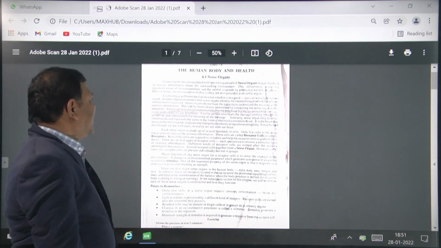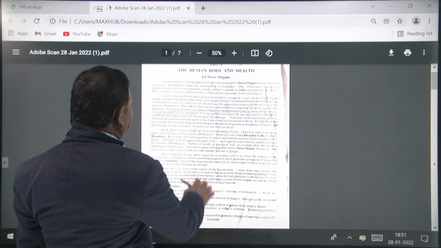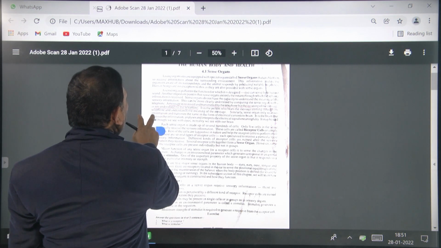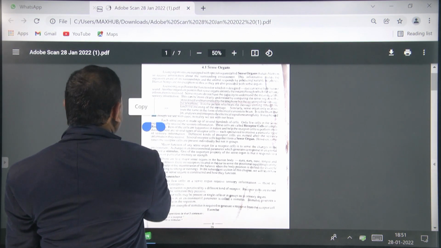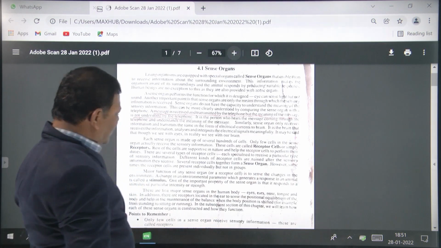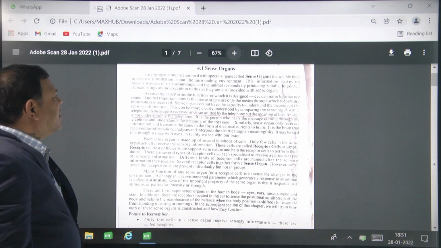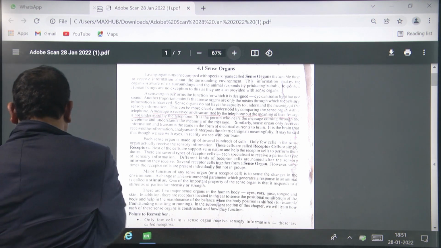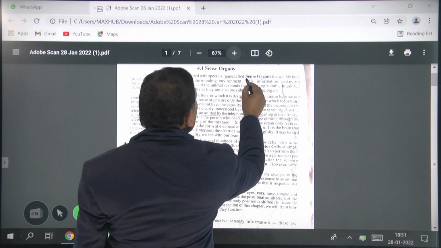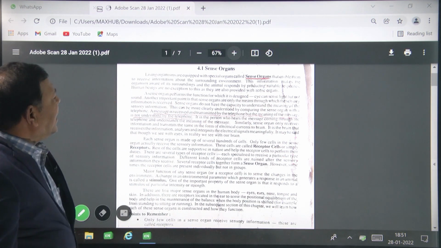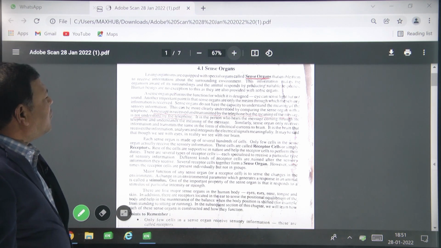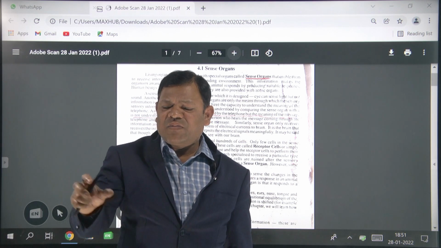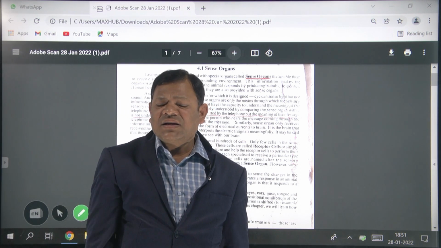Now, you can see human body and health, especially sense organs. What is that? Sense organs. Are they visible? Once I am reading: living organisms are equipped with special organs called sense organs, that enable them to receive information about the surrounding environment. With the help of the sense organs, we can collect the information.